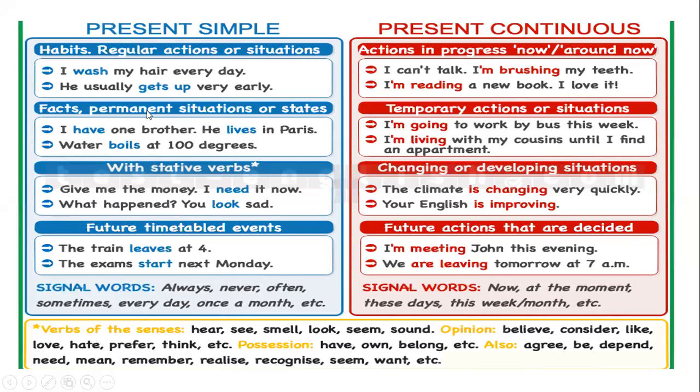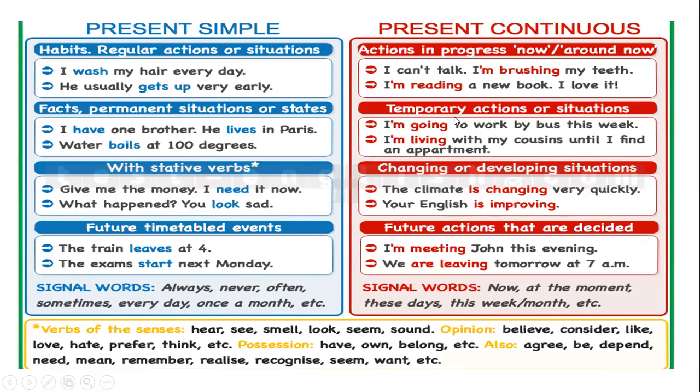El simple present, we talk about facts, permanent situations or states. En el presente simple hablamos de hechos, situaciones permanentes o estados que normalmente no cambian de la noche a la mañana. For example, I have one brother, he lives in Paris. Water boils at 100 degrees. El hecho de que yo tenga un hermano no cambia, ¿verdad? De la noche a la mañana. Que él vive en París tampoco. Y que el agua hierve a 100 grados es un hecho científico. Por eso aquí dice facts.